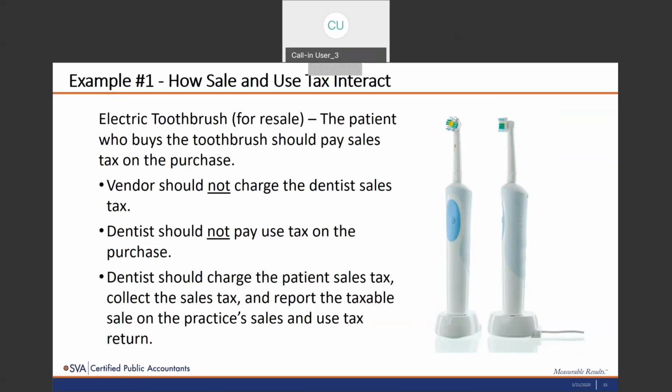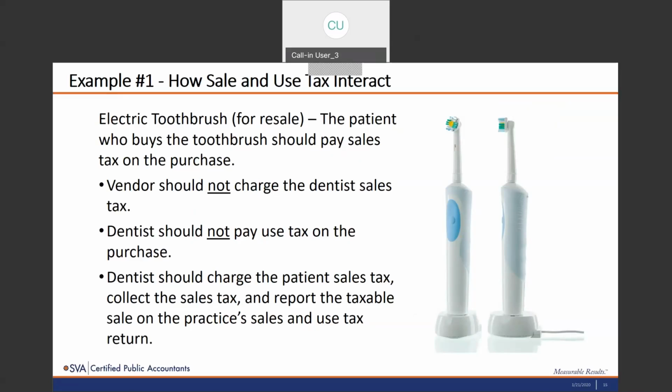What happens if, when you buy that electric toothbrush, that vendor does charge you sales tax? So let's use the example of you're buying a toothbrush for $50. That vendor charges you the applicable state tax for Wisconsin, the 5.5%, assuming that we don't have that extra 0.1%. And then you go to sell that toothbrush to the patient at the end of the day for, let's say, $60. With that $60, you should be charging the patient sales and use tax on that $60.